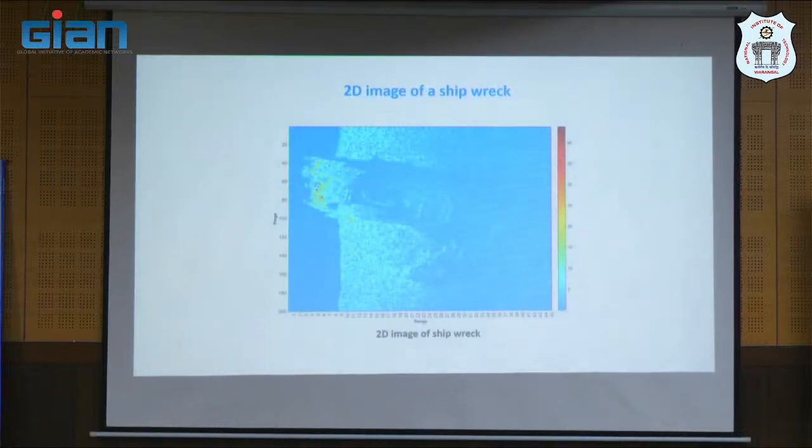That is the challenge. For example, this is a very preliminary image of a shipwreck. Here you can see the curvature. This shows the shipwreck, with some internal chambers, but the resolution is not very high.